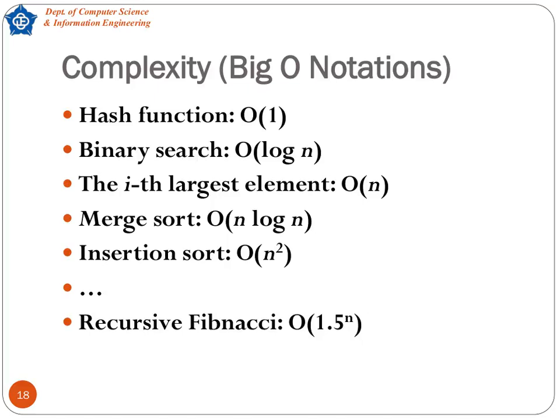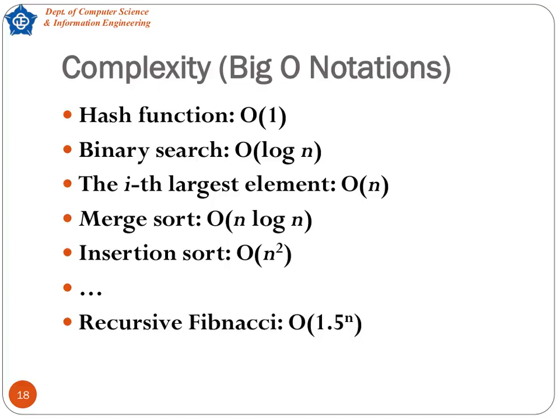First up, a hash function delivers constant time, O(1), since it computes its result in a single step. Next, binary search, halving the search range with each comparison, runs in logarithmic time, O(log n). Finding the ith largest element in an array can be done in linear time, O(n). Merge sort, with its divide and conquer approach, achieves O(n log n). By contrast, insertion sort, with its nested loops, slows down to quadratic time, O(n²).